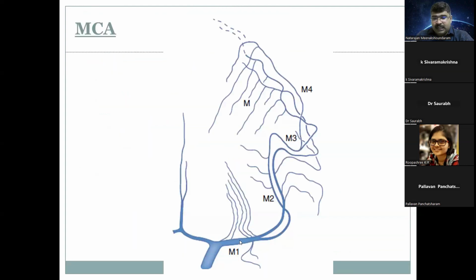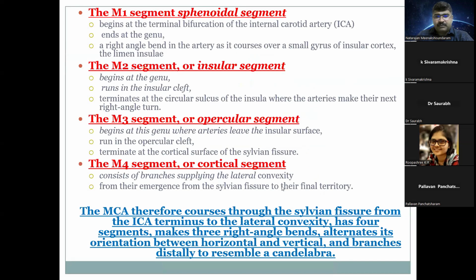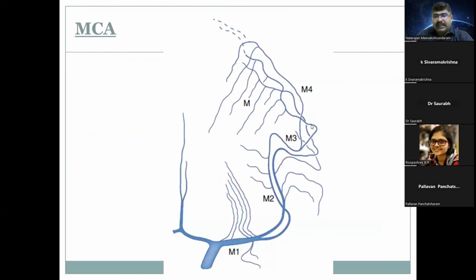So M1 is the horizontal segment from the ICA origin to the first bend or first genu, and then M2 is the vertical segment which lies between the two genu, the first bend and the second bend. And M3 starts from the second genu and extends up to the cortical surface. It is called the opercular segment, and M1 is called the sphenoidal segment, and M2 the insular segment. And then the M4 is the cortical MCA. So this supplies the lateral convexities.